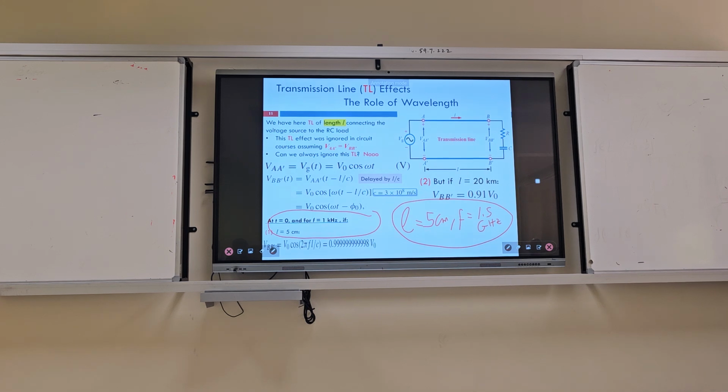So tell me what is VB if the frequency is 1.5 gigahertz. I don't need a calculator, we can do it by hand.